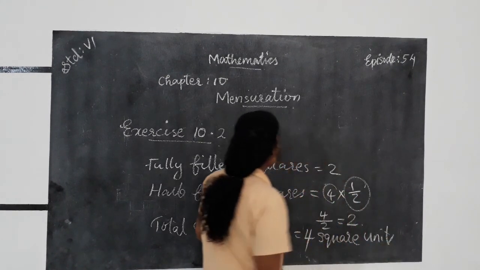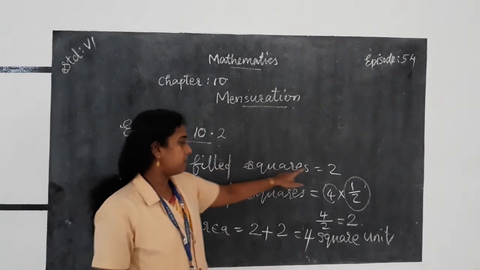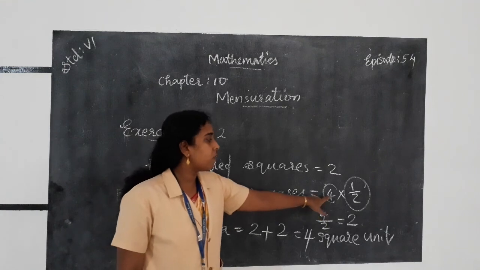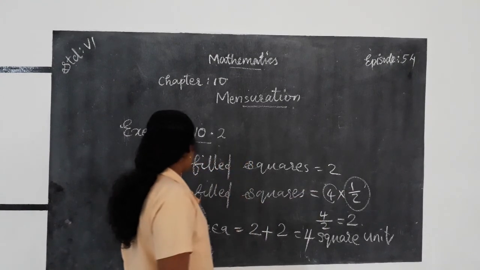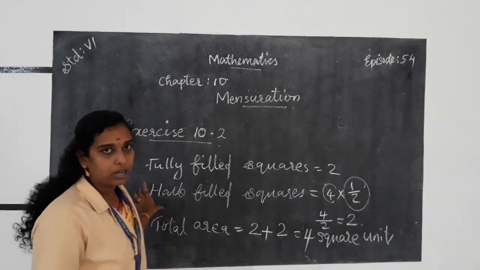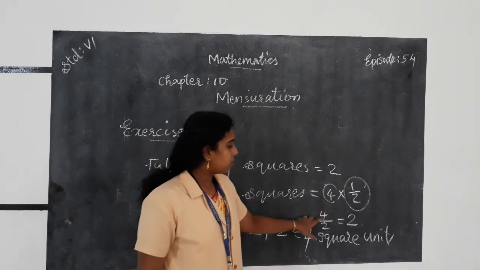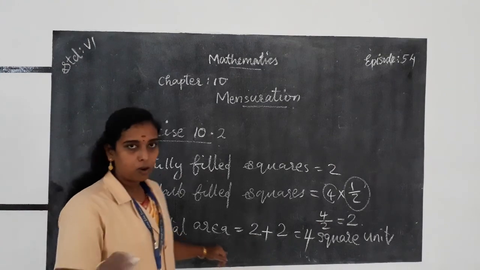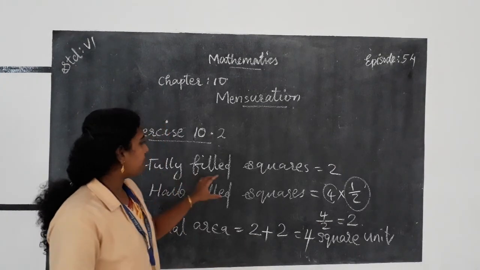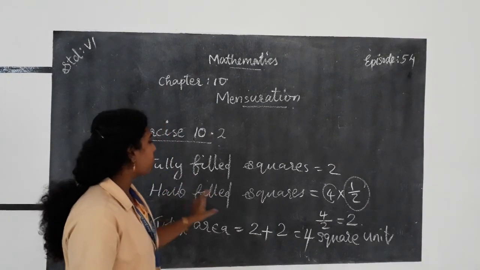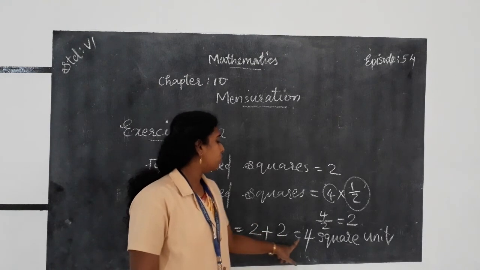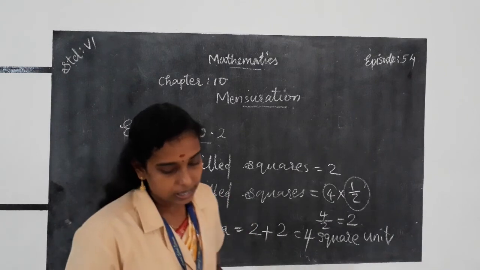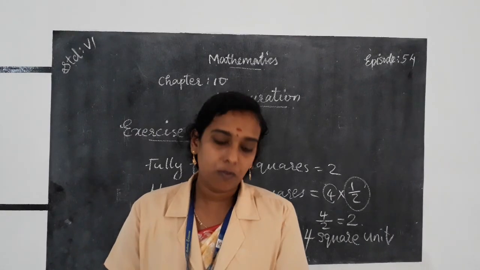So first we find the fully filled squares, that's equal to 2. Then half filled squares, that's equal to 4. 4 into 1 by 2, then we get the area covered by half filled squares. That's equal to 4 by 2, which is equal to 2. Then to find the total area of the given figure, number of fully filled squares plus half filled squares: 2 plus 2, that's equal to 4 square units. So 4 square units is the area of the given figure.